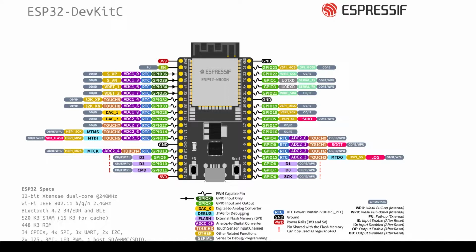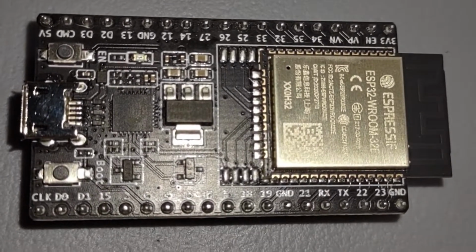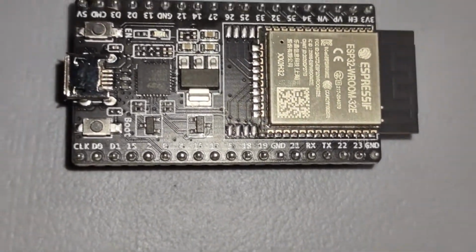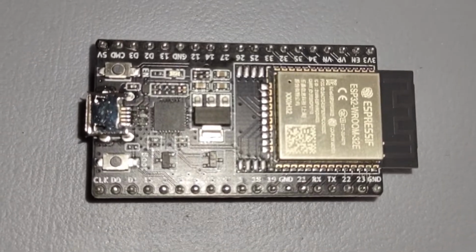In today's video, we will see how to work on analog to digital converter. So I have just got a new ESP32. It is ESP32 Room 32E. It is shining, looking good.